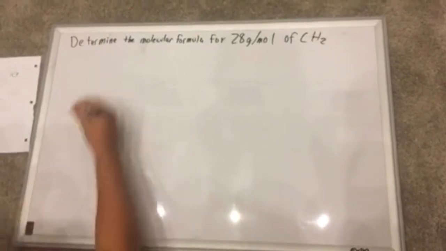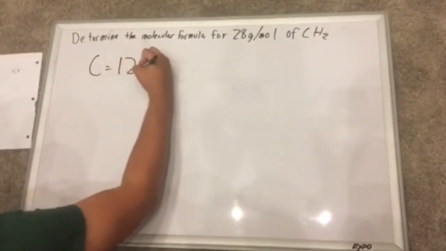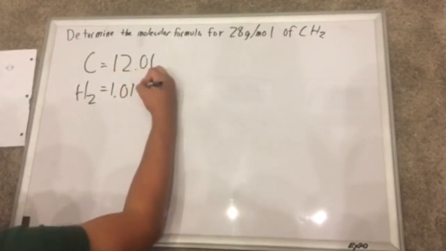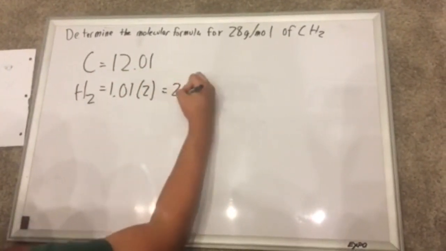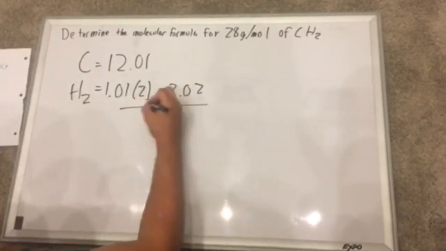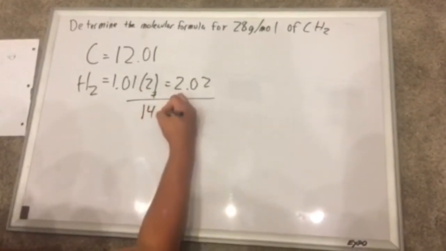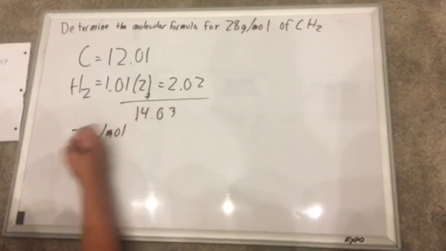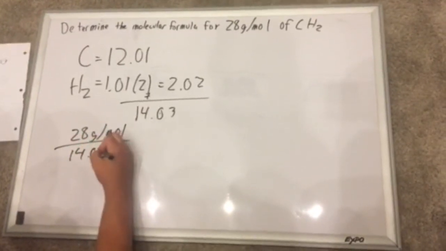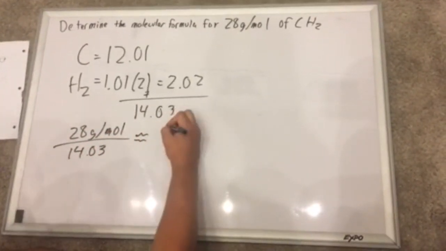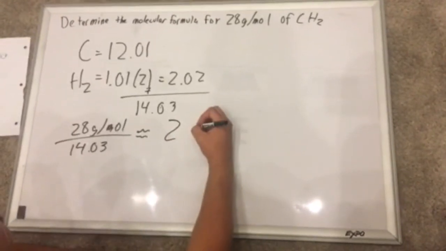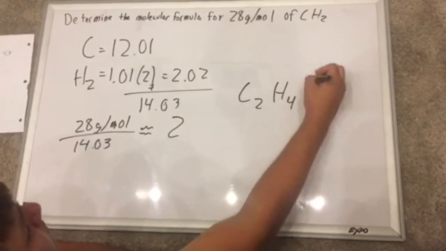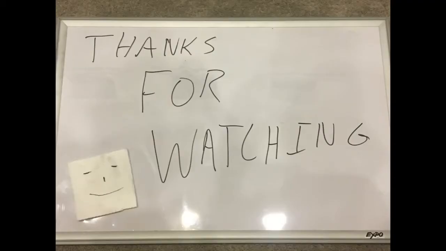Now we'll take our answer from the previous question and figure out the molecular formula for CH2 that has a molar mass of 28 grams per mole. First, get the AMU for carbon and hydrogen 2. Take those numbers and add them to get the molar mass. Then compare the molar mass to the original 28 grams per mole. How many times the molar mass goes into 28 is how much you will multiply your subscripts by. So 14.03 goes into 28 roughly 2 times. So you would multiply all the subscripts by 2 and get an answer of C2H4.